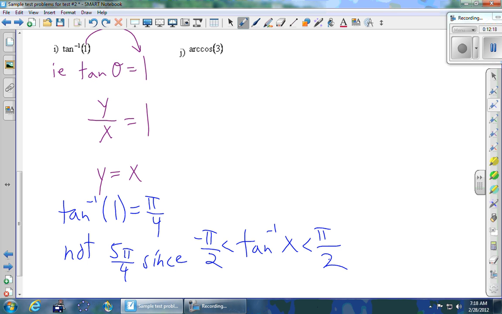Finally, part J, we want the arc cosine of 3. Arc cosine means the same as inverse cosine. If that looks more familiar to you, that's fine. So what we're looking for here is some angle so that the cosine of that angle is 3. Okay, so the cosine we know is always the x. So we're looking for a point on our unit circle where the x coordinate is 3.